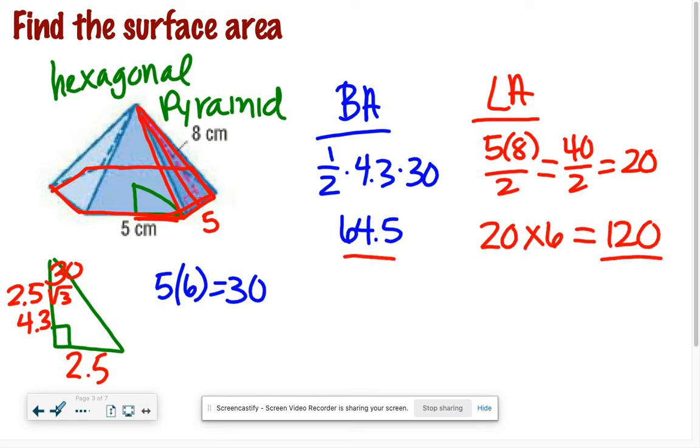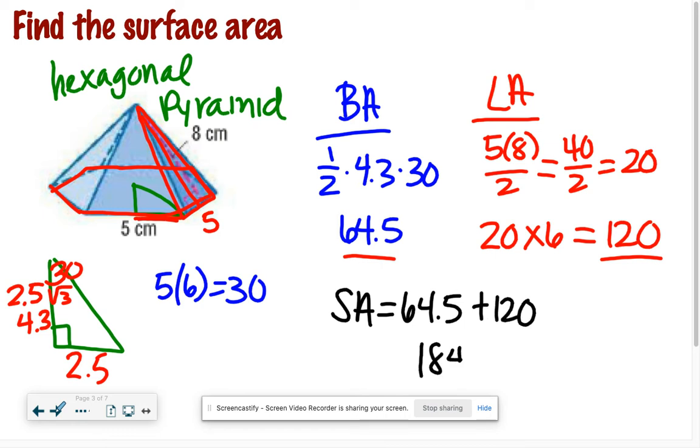So now our total surface area, we add them up. 64.5 plus 120. 184.5, what's our unit? Centimeters squared.